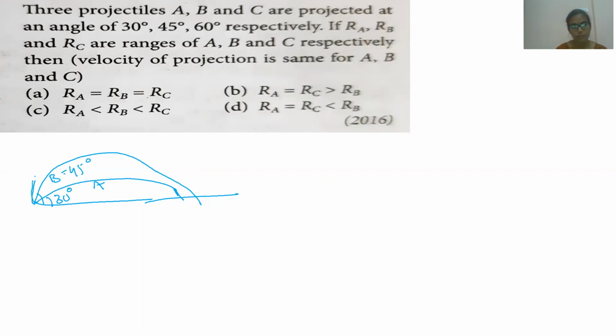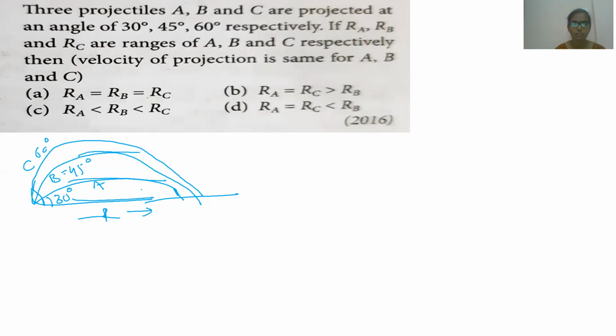Angle B is thrown at some angle. This is projectile C, it is thrown with an angle of how much? Yeah, 60 degrees they are thrown. Now, what is the relation between the ranges R1, R2, and R3? How much will each of them cover?